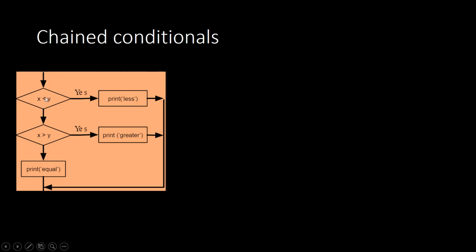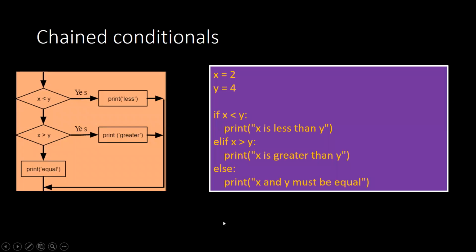For example, if you see this situation here, there is a decision: if x is less than y, yes, then do this. If x is greater than y, then do this. And you can use multiple conditions. So that is called chained conditionals, which means there are multiple conditional statements which you can use in your program. Okay, now we will see this example.